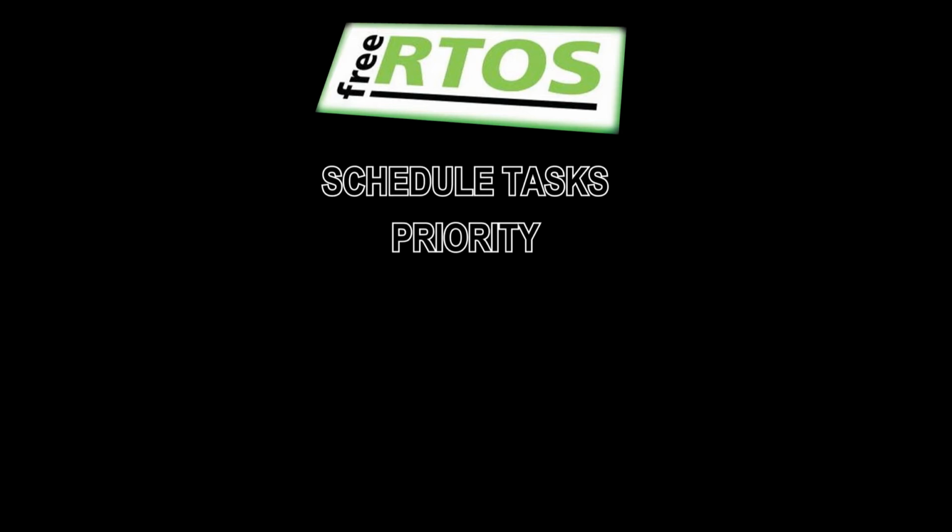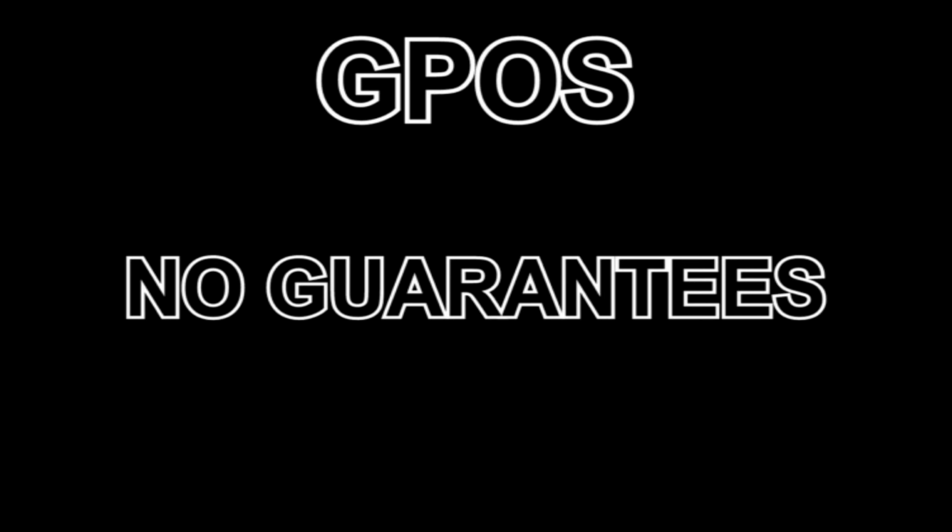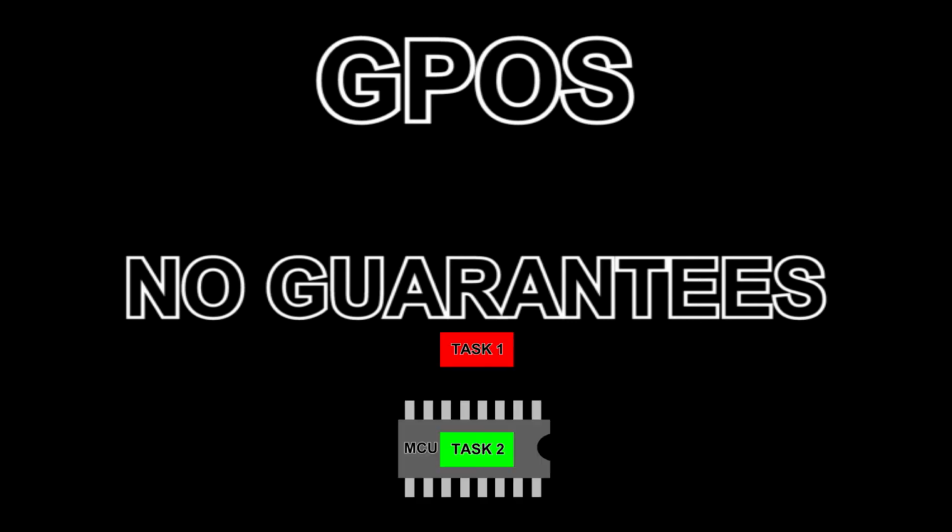FreeRTOS has the ability to schedule tasks by priority and time slicing, allows access to multiple processing cores, and so much more. A real-time operating system differs from a general-purpose operating system in the way applications or functions share processing time. With a general-purpose operating system, such as Windows or Linux, there is no guarantee of when the application will have access to the processor.